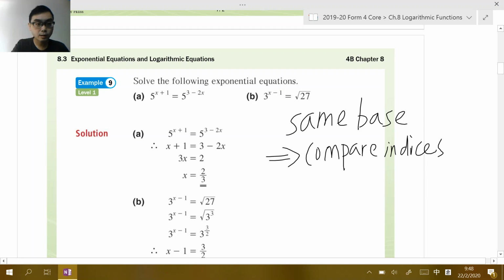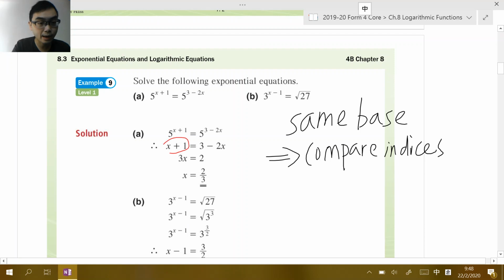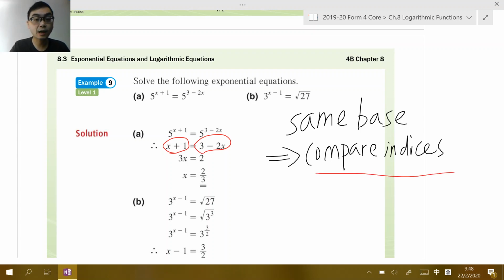Also you can take a look at example 9, a very easy example. We have 5 to the power x plus 1 equals 5 to the power 3 minus 2x. We can see that the left hand side and the right hand side have the same base 5. After you know they have the same base, you can just extract their powers to compare. If there is only one term on each side with the same base, you can just compare the indexes, and then you can get x. This is the simplest model of exponential equations.